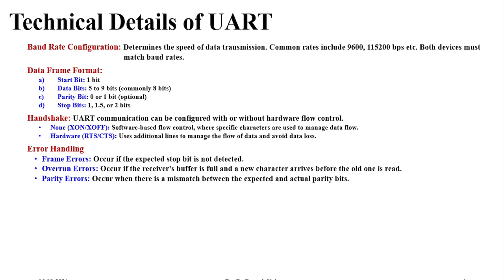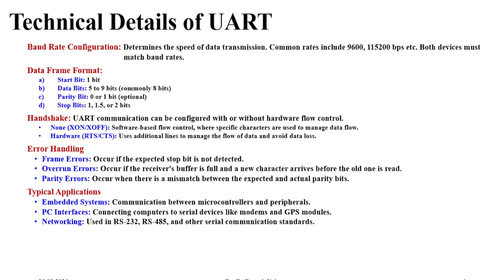For error handling, there can be frame error, overrun error and parity error. Frame error occurs if the expected stop bit is not detected. So if there is a missing stop bit, then we can end up with a frame error. Overrun error generally occurs when the receiver buffer is full and a new character arrives before the old one is read. So generally we can say overflow, or overrun error. Parity error occurs when there is a mismatch between the expected and actual parity bits.